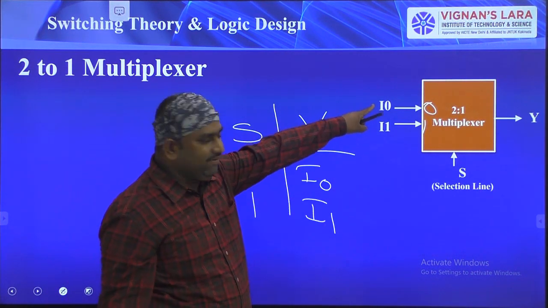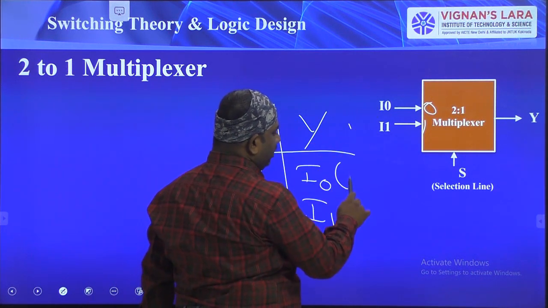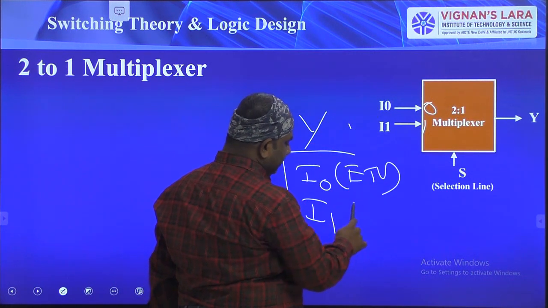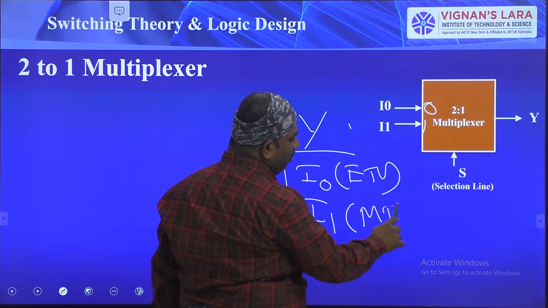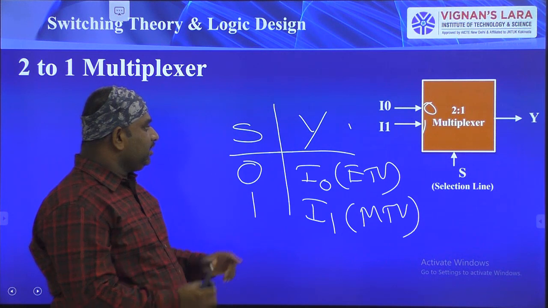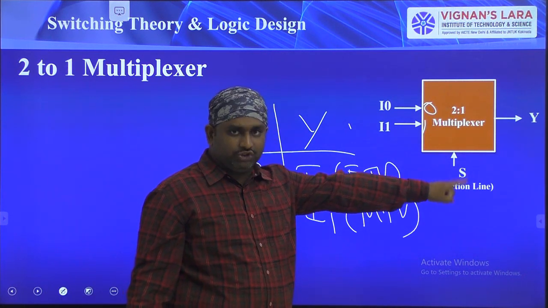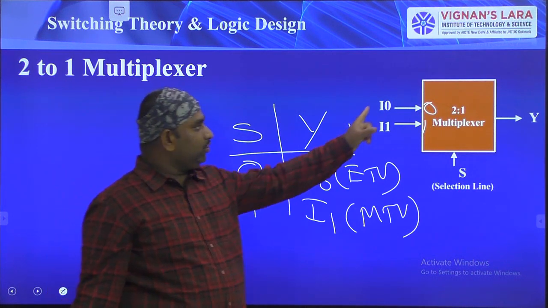Okay. So ETV, Ma TV. In the place of I0, we have ETV. In the place of I1, here we have Ma TV, represented with MTV. So if you select S is equal to 0, this is the remote. If you select 0, you get ETV, so this is the 0.